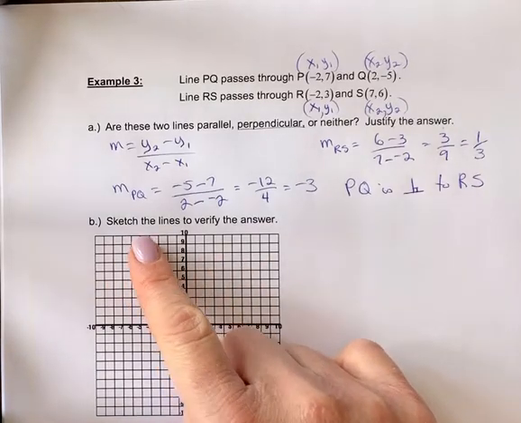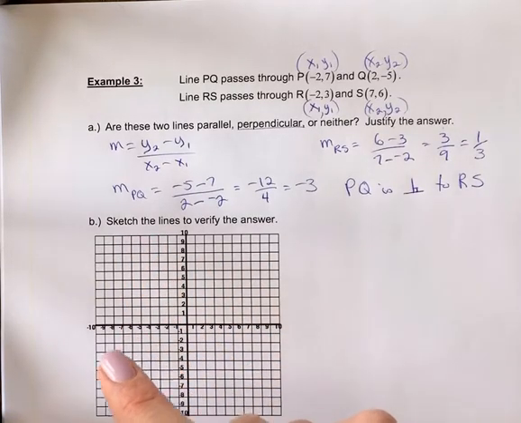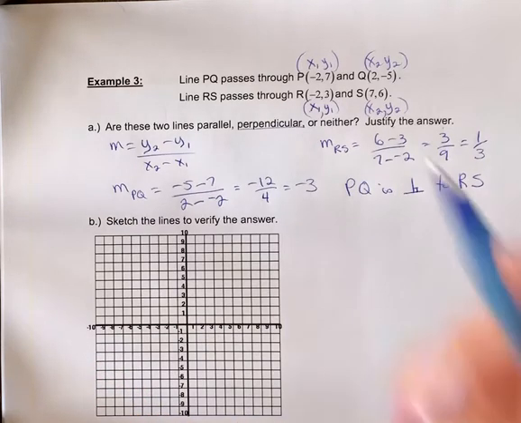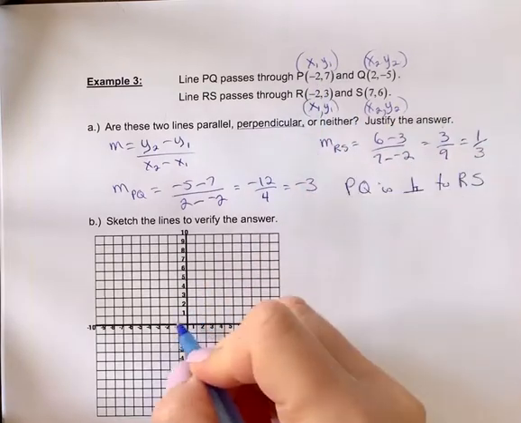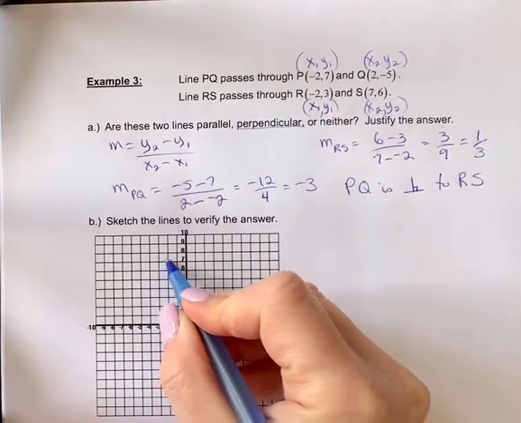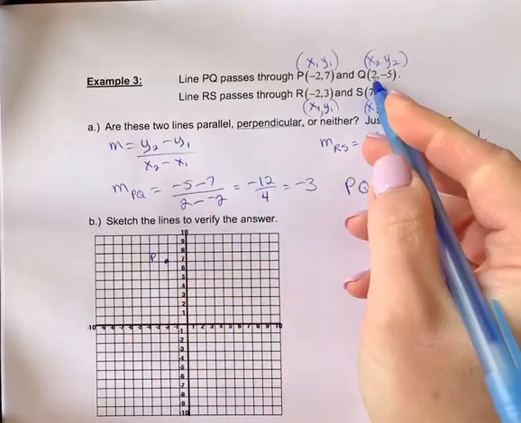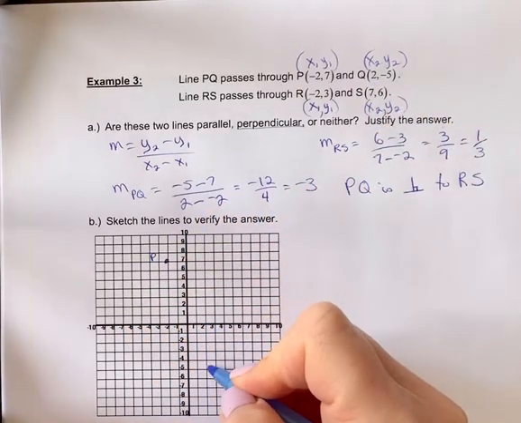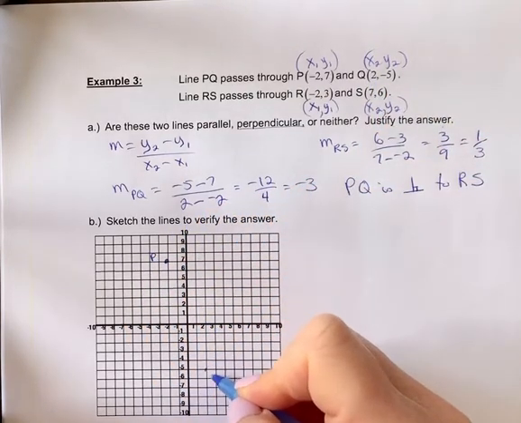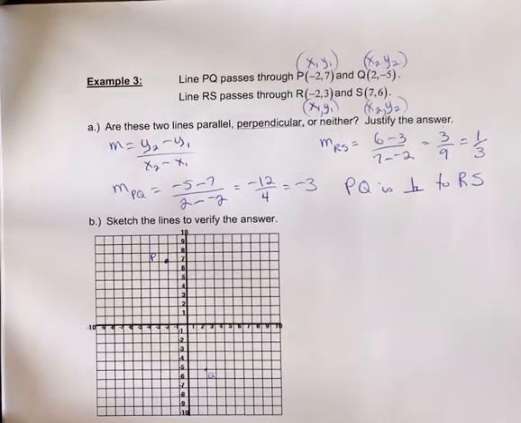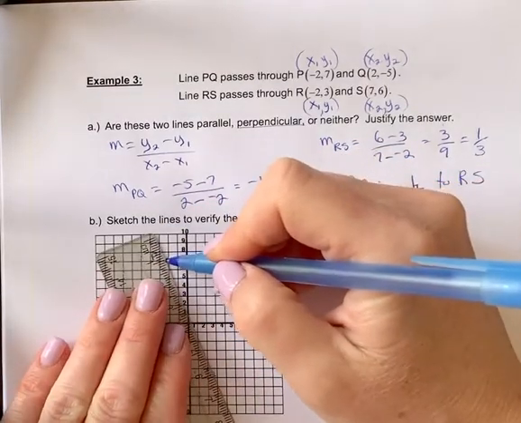Part B says sketch the lines to verify the answer. So if we draw the sketch of these lines, we can sort of picture that they're perpendicular. If we plot the point (-2, 7), that's P. (2, -5), we'll plot that point down here. That's Q. I'll connect these points.